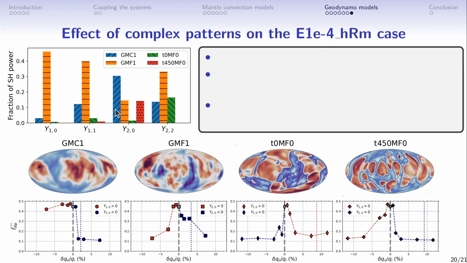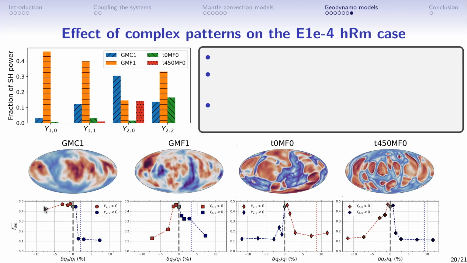the GMC1 pattern in blue is the only one with a strong Y20 component, which is not the case for the others. And in these figures, I give the average value of the dipolar fraction as a function of the amplitude of the different patterns. The color of the dots gives the sign of the Y20 component within these patterns. In blue, the Y20 component is negative. In red, the Y20 component is positive. So if the effect of the Y20 component within this complex pattern were dominant, we would only obtain dipolar dynamos in red and multipolar dynamos in blue.